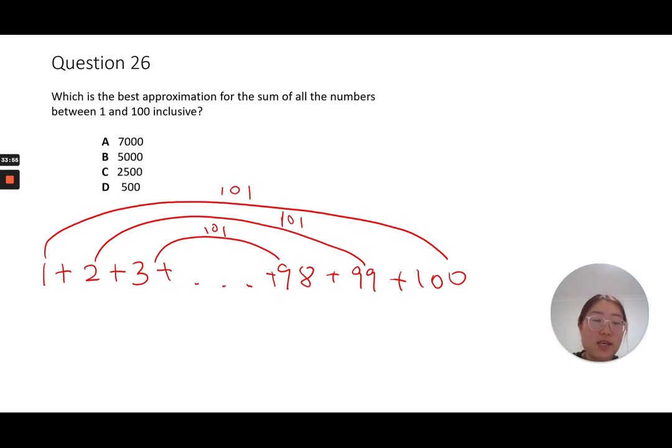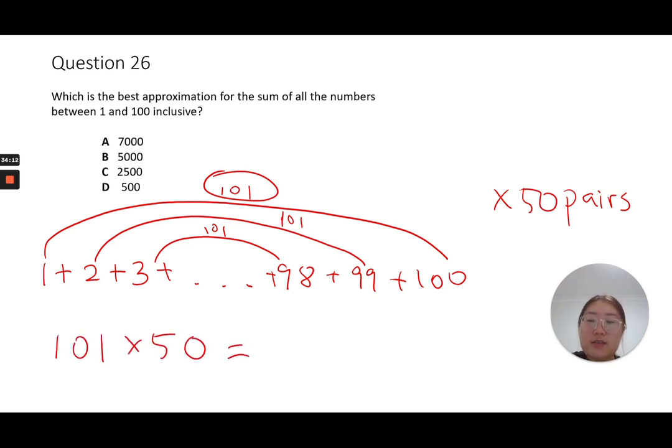And how many pairs do we have? Well, we're linking the ends together, so we're actually going to have 50 pairs, because it's 1 to 100, that's 100 numbers, 50 pairs. Each pair is going to be worth 101, so all you have to do is 101 times 50, and that would roughly equal 5,000, since it's about 100 times 50. So option B is the answer.